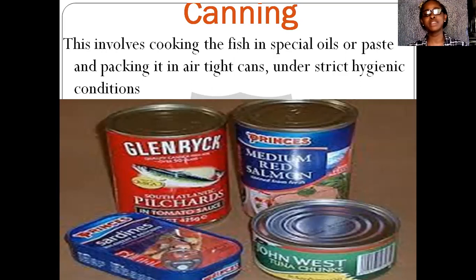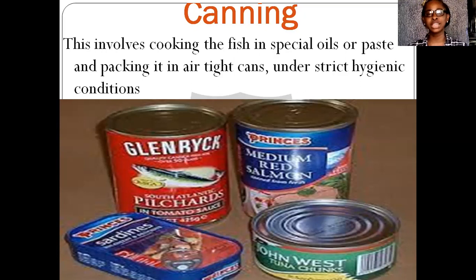If you observe, you see an expiring date on it. It's been produced in 2019, and it can stay as long as 2022, because it's been packaged properly, because it's been placed in an airtight container. So this involves cooking the fish in a special oil or paste and packaging it in airtight cans under strict hygiene conditions. Meaning that wherever you're going to pack the fish must be clean. Wherever you have done the cooking will be clean. This is another way of preserving fish.